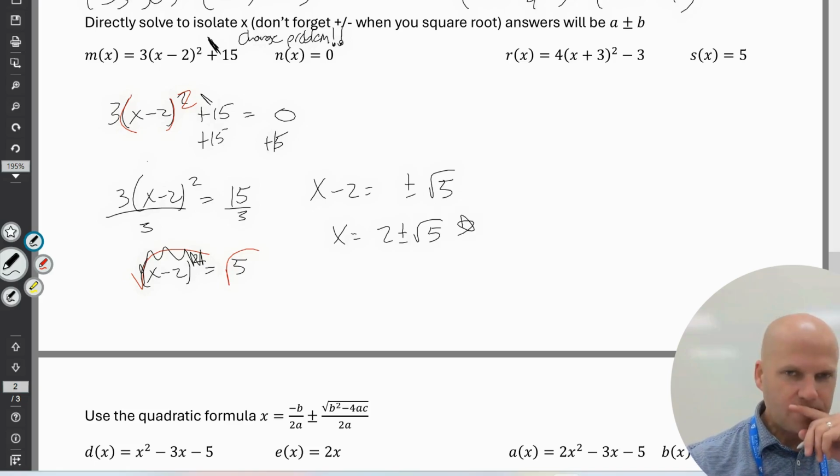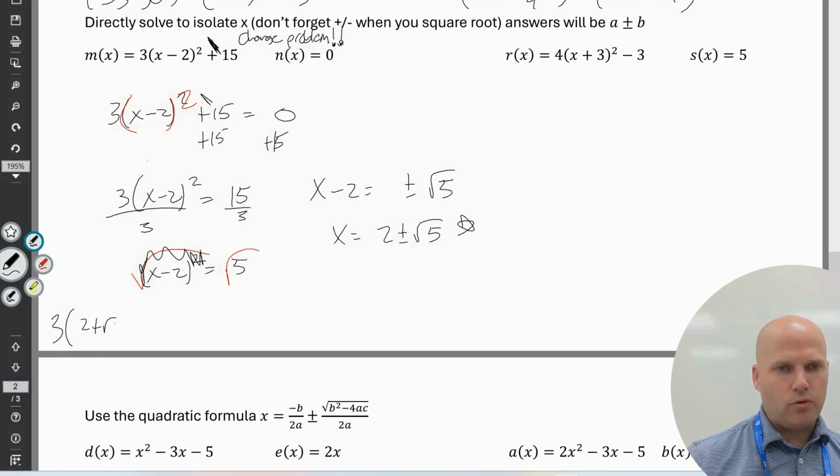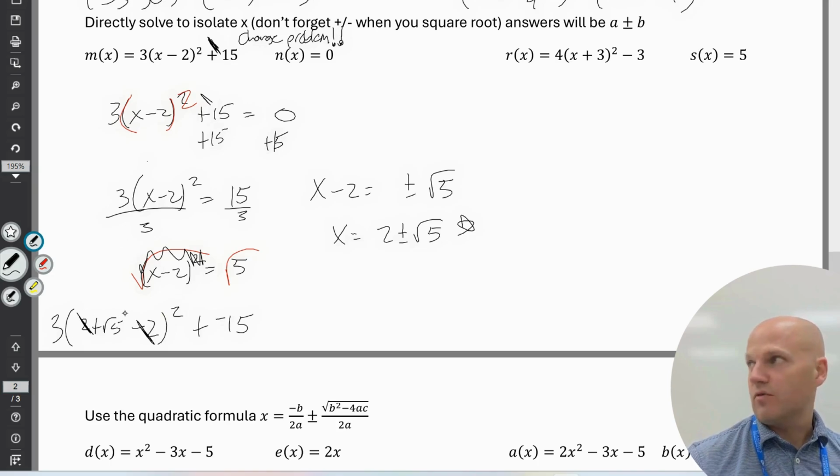But what happens when you plug that back in? Well, watch. I mean, I could go ahead and know that the y coordinate is 0, but it's good to do this. Like, what if you plug in 2 plus root 5? Well, then you'd subtract 2 and square it and then add negative 15. Well, the 2 minus the 2 is going to go away. You have root 5 squared, which is 5. 5 times 3 is 15, minus 15 is 0. So I have 2 plus root 5 comma 0, and I have 2 minus root 5 comma 0.